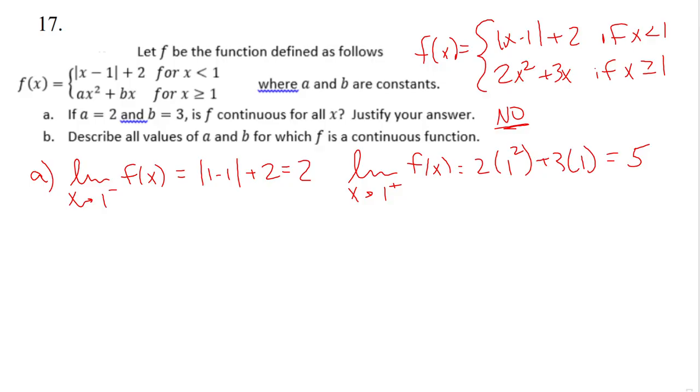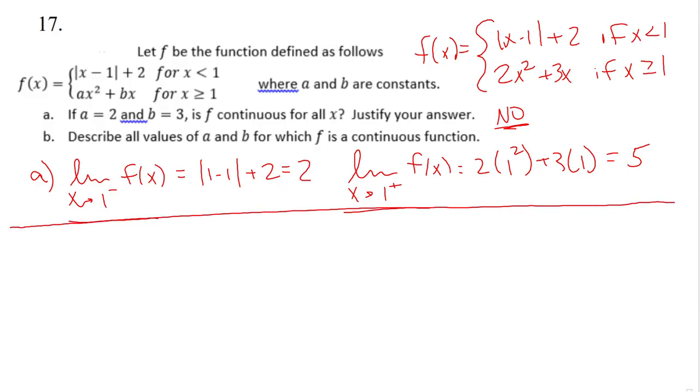Right? And our justification is that these two limits, the limit from the left and the limit from the right, do not equal each other. Okay? And then for part B, it says to describe all values of a and b for which f is continuous. Okay? And so in order to do that, we need these limits to equal each other.